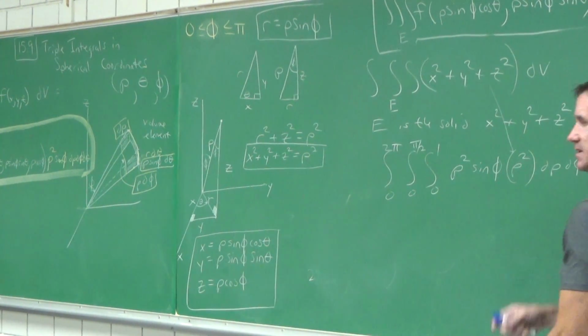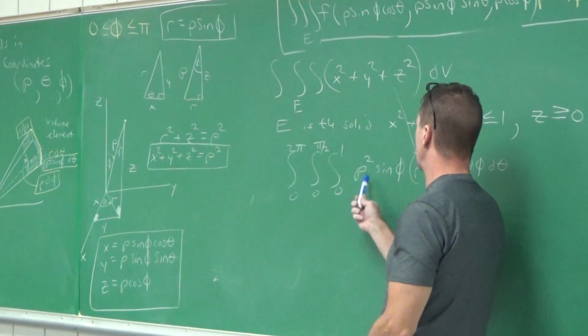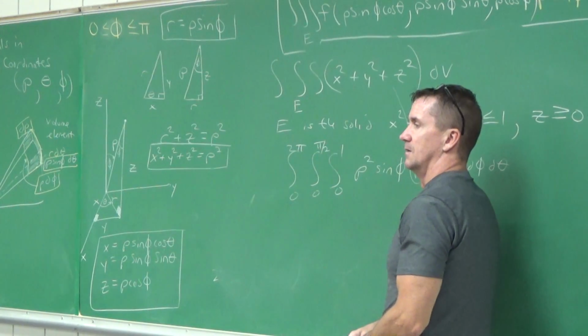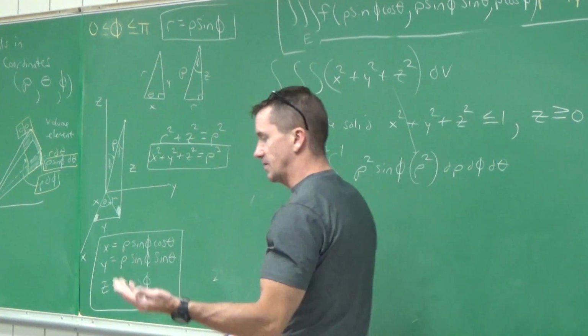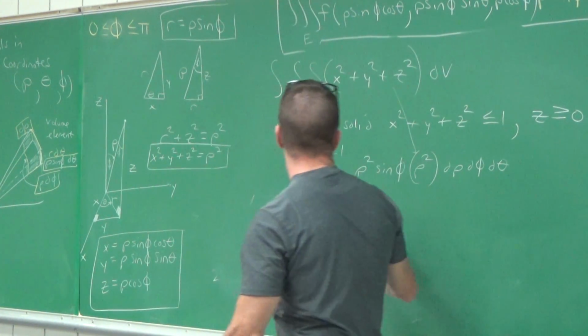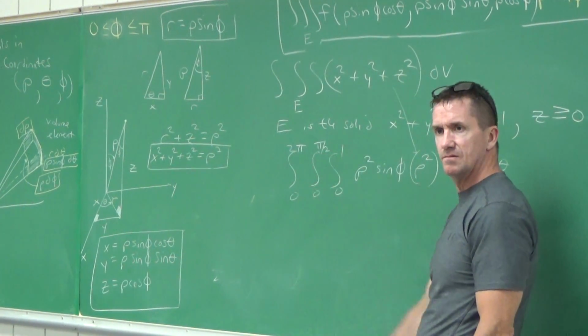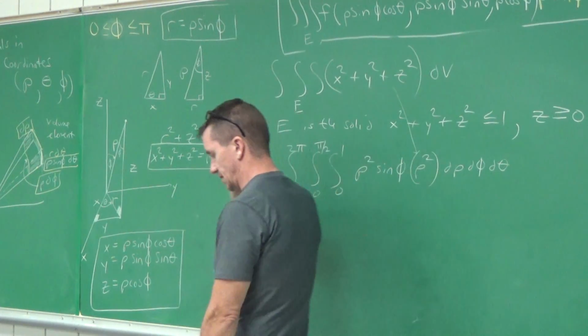There's a setup. You can split this up, right? Rho to the 4th. What's the integral of rho to the 4th? Rho to the 5th over 5. What's the integral of sine phi? Negative cosine phi. Plug in pi over 2 and 0. Then 0 to 2 pi.